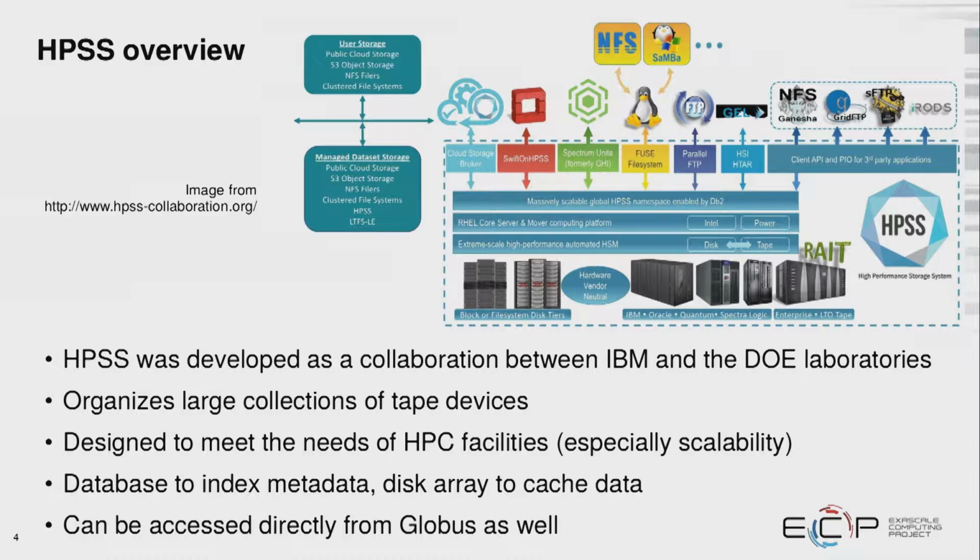And this diagram I took from the HPSS website, but it kind of gives you a flavor of all the things that can hook into HPSS. This includes things like Globus, which we'll talk about in a minute. Of course, it hooks up to the login nodes and other facilities at HPC centers. And it can hook into Swift, S3, all these different things. So it's really got a lot of capability.